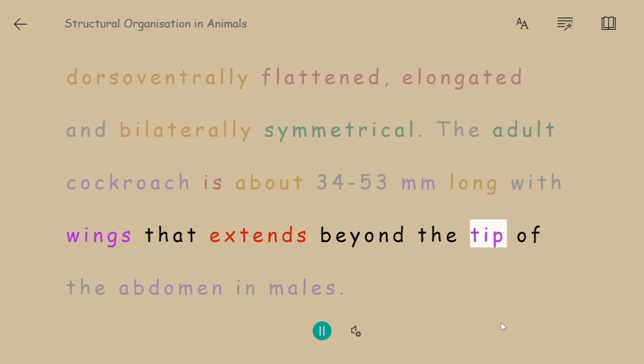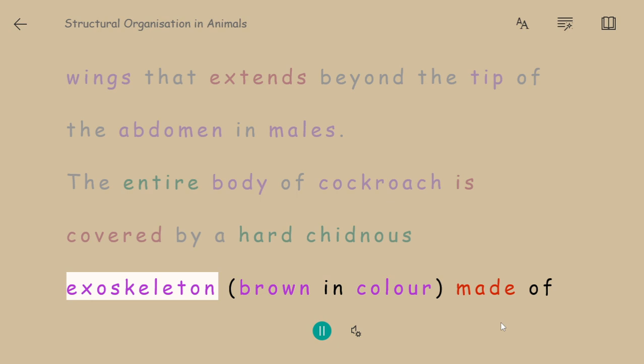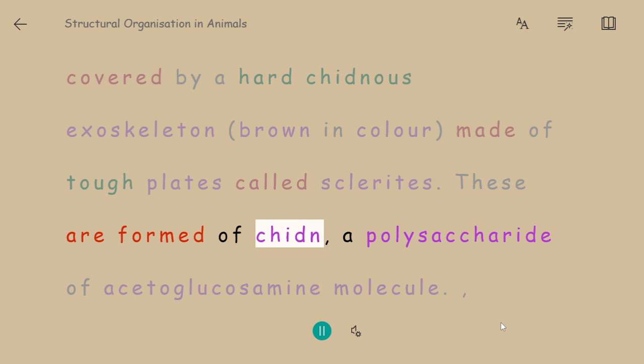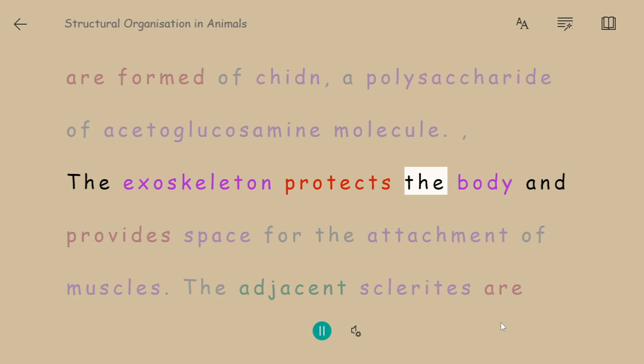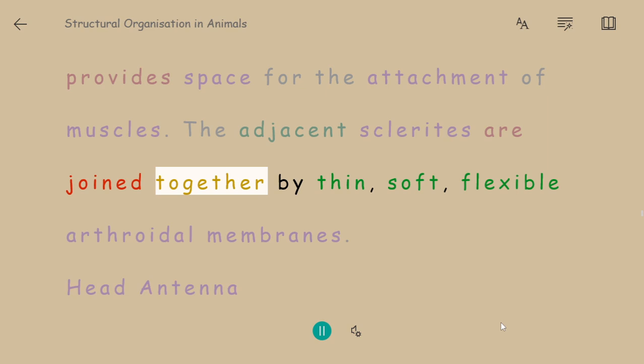in males. The entire body of the cockroach is covered by a hard chitinous exoskeleton, brown in color, made of tough plates called sclerites. These are formed of chitin, a polysaccharide of acetylglucosamine molecules. The exoskeleton protects the body and provides space for the attachment of muscles. The adjacent sclerites are joined together by thin, soft, flexible arthrodial membranes.